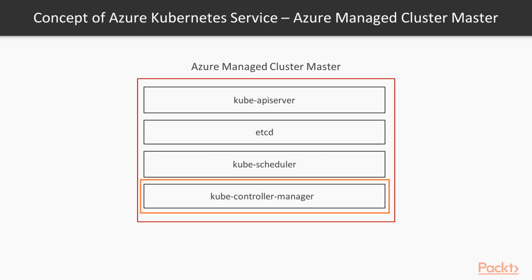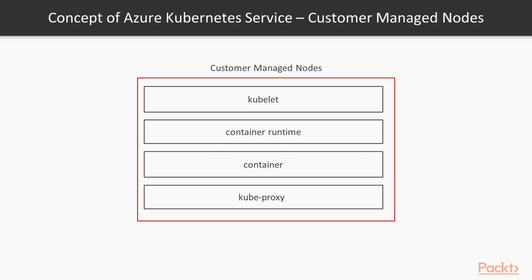Kube Controller Manager. A controller manager oversees a number of smaller controllers that perform actions such as replicating pods and handling node operations. As you all know, to be able to run your applications and services, you need several nodes to process the workloads. So here are the examples of customer managed nodes: the kubelet, the container runtime, and kube proxy.